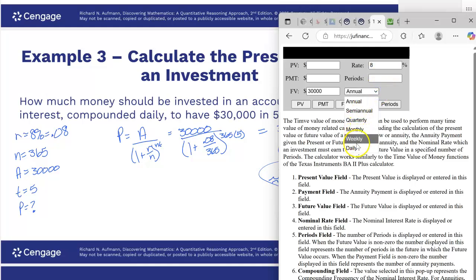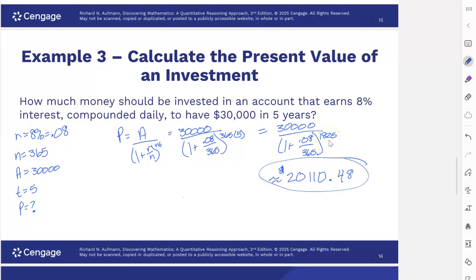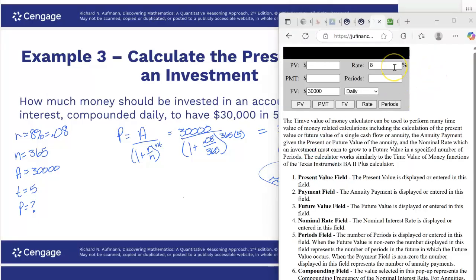This is a daily interest rate, and we need the number of periods, so it would be 365 times 5, which was our exponent, 1825. And then now I'm going to click present value, and we're going to get 30. All right, hold on a minute. Something's not right. Let's try that again. 1825. There it is.